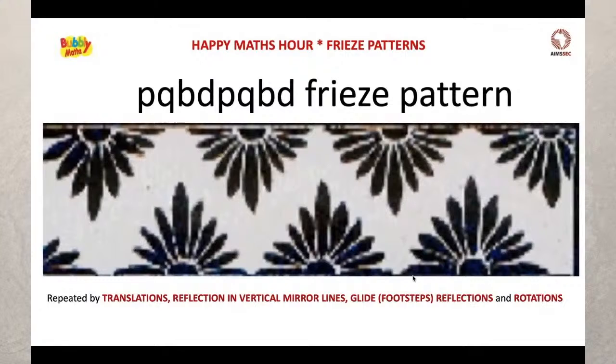And this is the one that has everything in it. It has reflections in vertical mirror lines. It's got the glide footstep reflections, and it's got rotations. So it's another one.